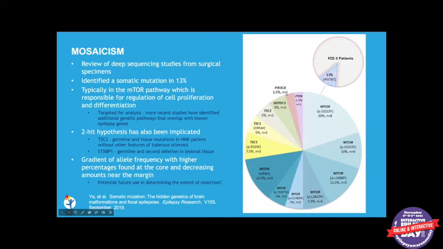Of those 307 patients, about 13% of them had an identified genetic variant as the cause of that structural malformation. And they've categorized them by color here. And most of them were in this mTOR gene.